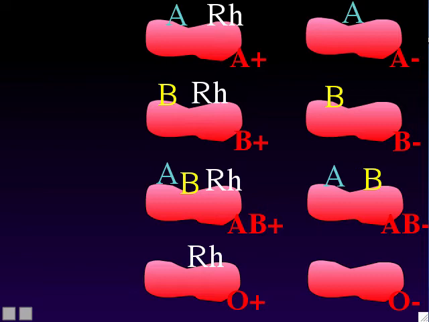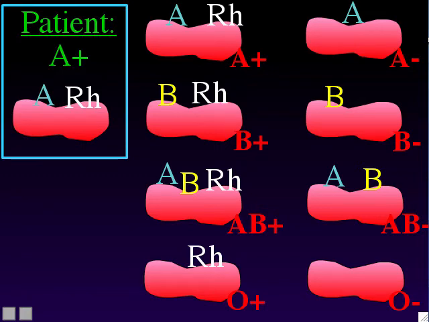Step 2 is this. To the left of your table, write in the patient's blood type, and we were told in this particular example that the patient is A positive, but don't just write that. Again, sketch out the patient's blood cell. So here's a red blood cell in the patient. She's A positive, so put the A antigen and the Rh antigen on this red blood cell that represents the patient's red blood cells. Good.